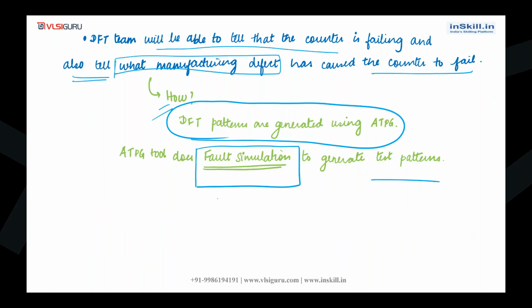As DFT patterns are generated using this fault simulation technique, we will be able to tell what manufacturing defect has caused the counter to fail. So how? Because DFT patterns are generated using ATPG, and the ATPG tool does a technique called fault simulation to generate the test patterns. What is this fault simulation technique? We will understand it when we do the regular course.